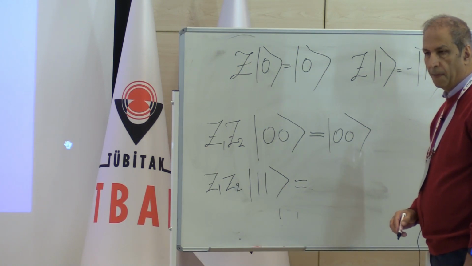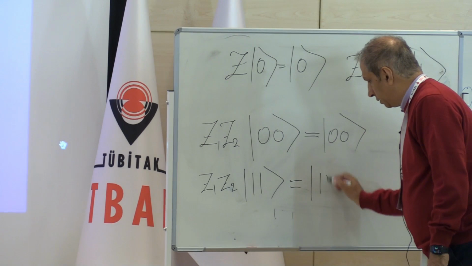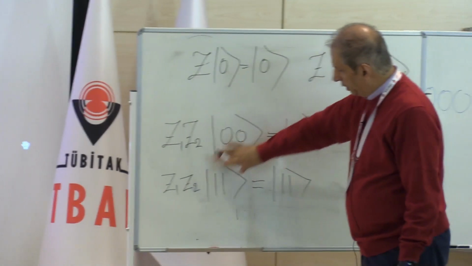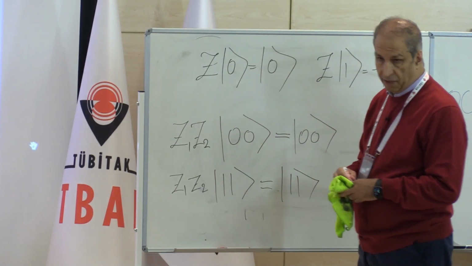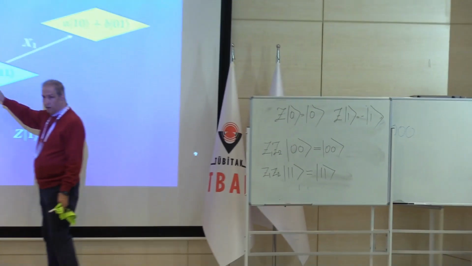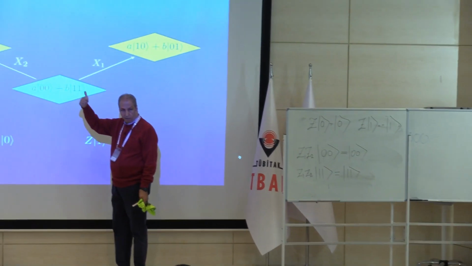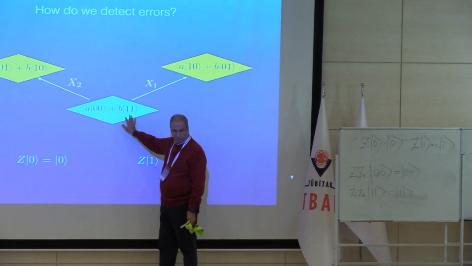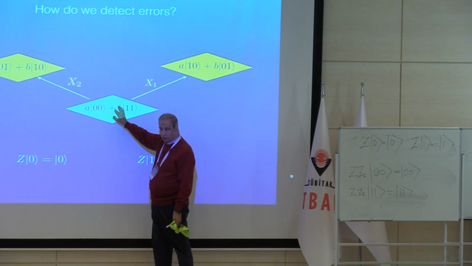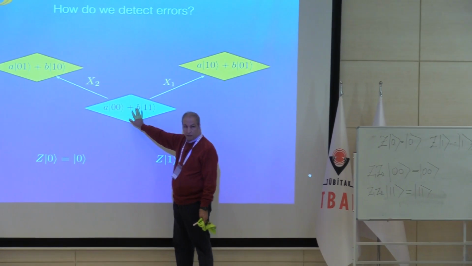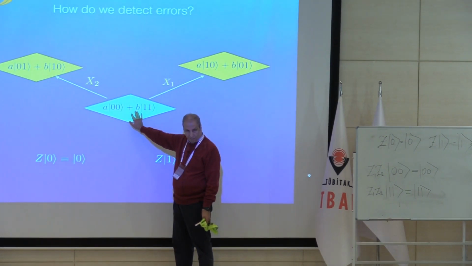Plus or minus? Plus, you obtain 1. So Z1 Z2 on 0,0 and 1,1 have the same eigenvalue. It means that this state is an eigenstate of Z1 Z2 with the eigenvalue 1, because both states have the same eigenvalue. So if you measure Z1 Z2 on this, it doesn't collapse, right? Because it's an eigenstate of Z1 Z2.